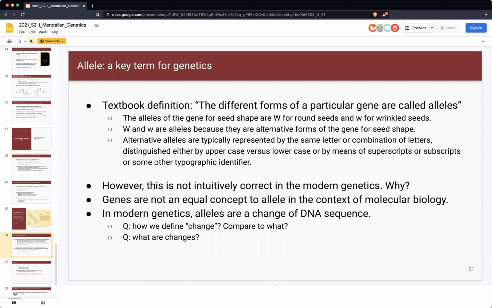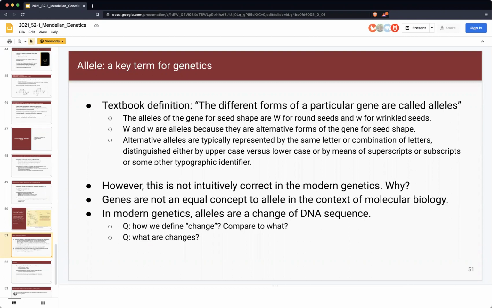But if you're merely reading a genetics textbook, allele and gene are used interchangeably, even in the introductory sections. They even describe it like Mendel knew the alleles or genes, but that is wrong. Mendel didn't know anything about alleles or genes, right? Even the early scientists didn't know anything about that, but somehow it's described in that way.